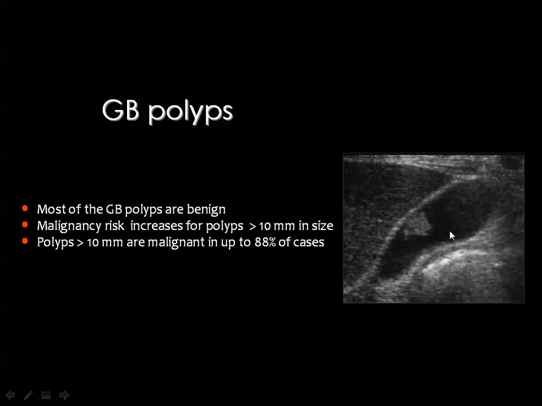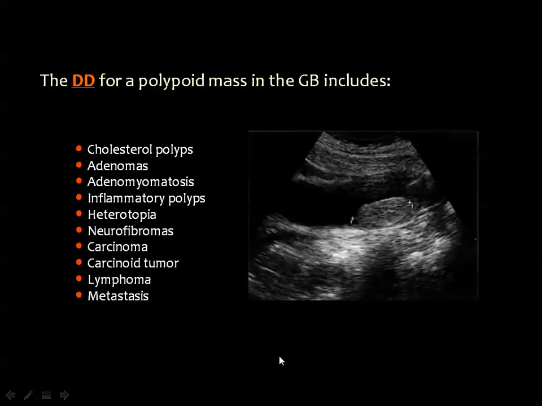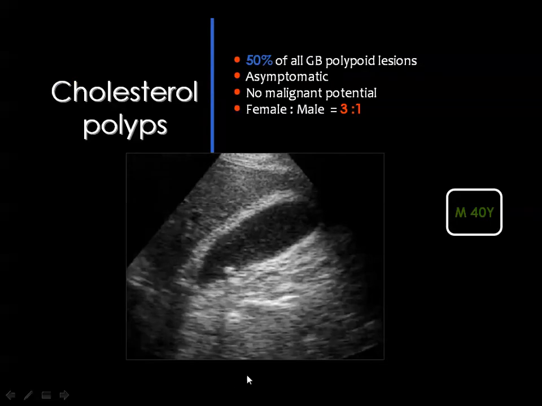Then polyps are non-mobile masses inside the gallbladder. There is no posterior acoustic shadowing to differentiate polyps from stones. Then this is a gallbladder polyp, and you see the lesion with no posterior shadowing. The differential diagnosis of gallbladder polyps is long, and it includes mainly cholesterol polyps, which are common, but adenomas, adenomyomatosis, inflammatory polyps, carcinoma, carcinoid, lymphoma, and metastasis can be included in the differential diagnosis.